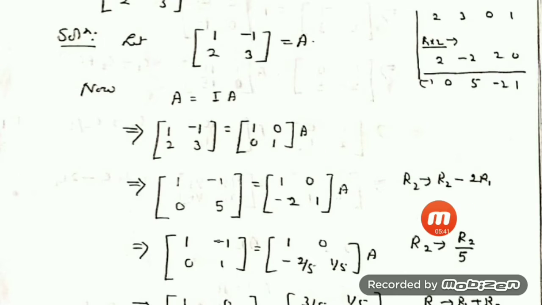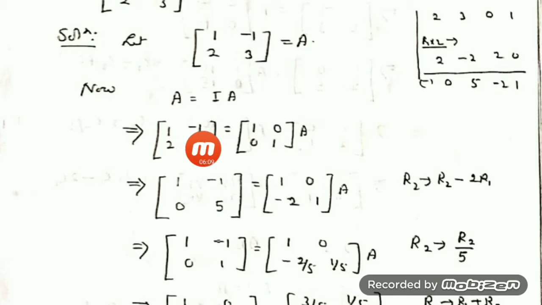Keep the first row as it is: 1, minus 1, 1, 0. I'm writing the first row as it is. Now I'm going to apply this transformation in the second row. Here the second row, you see r2 has the values 2 3 0 1. For r1, I have to multiply r1 by 2, and the elements become 4 6 0 2.